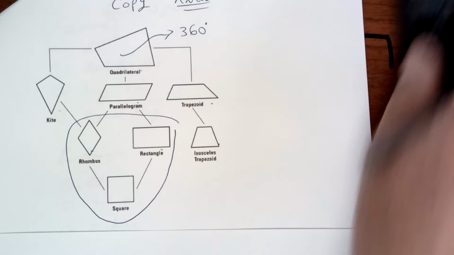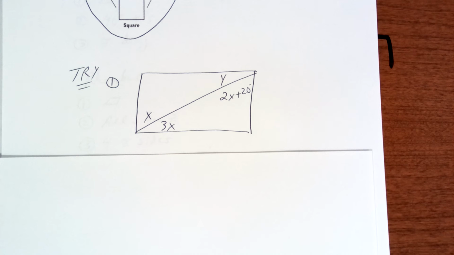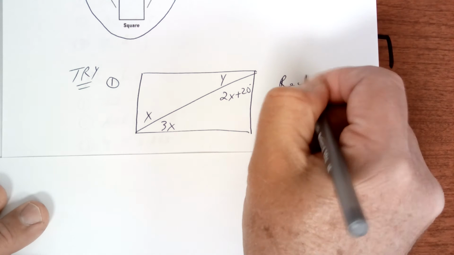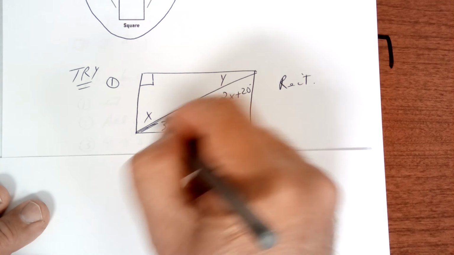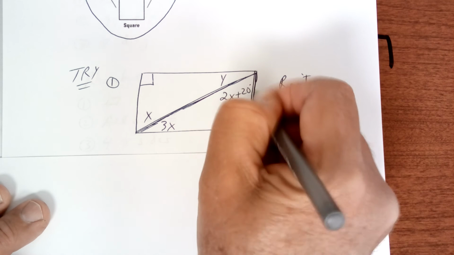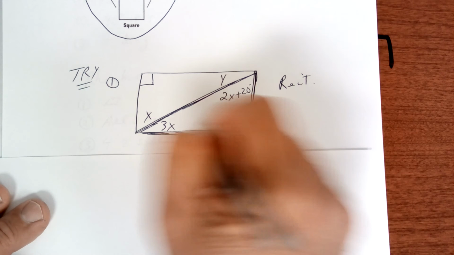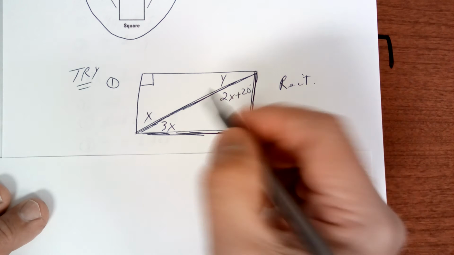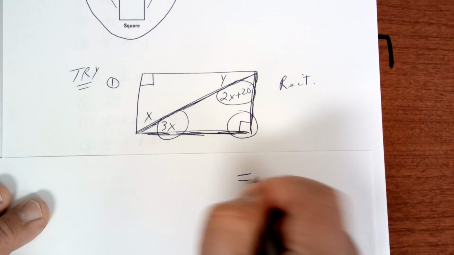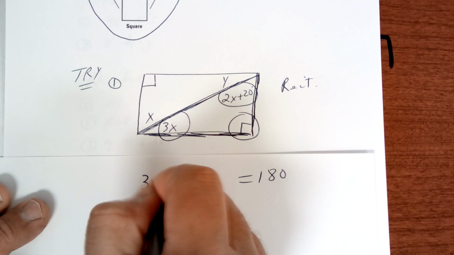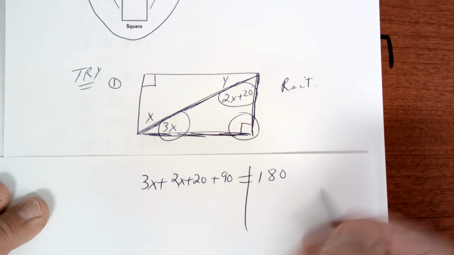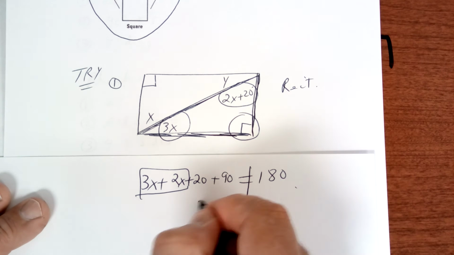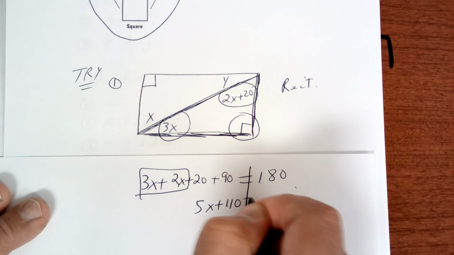Copy all of this down. All right, draw this diagram here. Let's see if we can figure it out. Well, it's a rectangle. And if it's a rectangle, all of these are 90 degrees. So this triangle right here, and I'm going to make it darker so you understand, adds up to 180, because every triangle adds up to 180. So you're going to put 3x plus this one plus 90 is equal to 180 degrees. So this is 5x plus 110 is equal to 180 degrees.